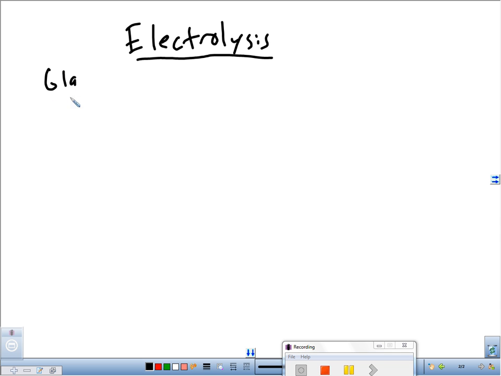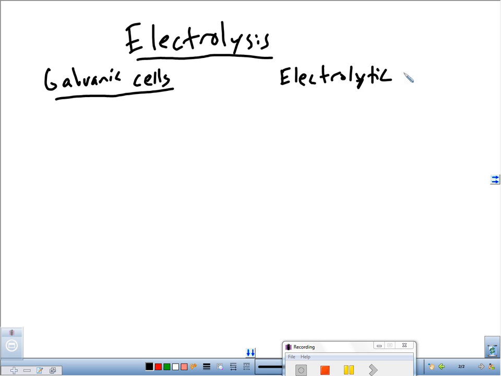Let's do a quick little comparison. Galvanic cells, electrolytic. What's true about galvanic? What's an E value look like? Positive, he says. And because of that, at the same time, delta G is negative. It's a spontaneous reaction. Spontaneous.